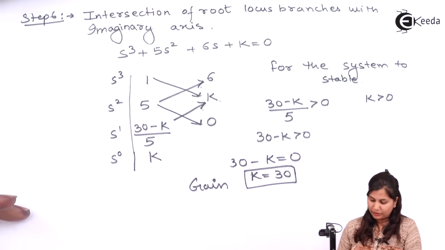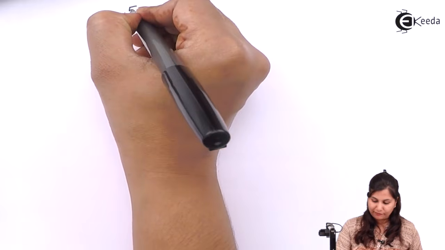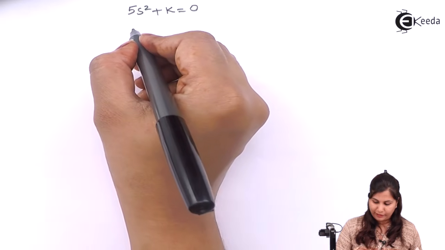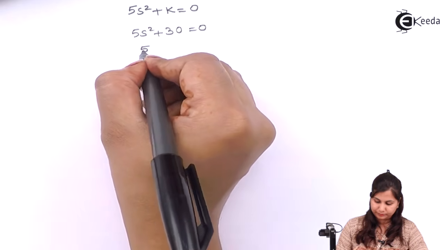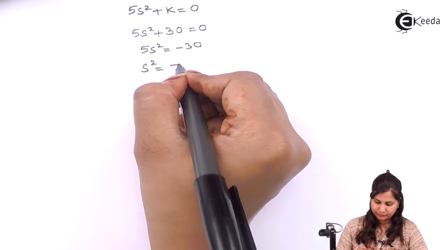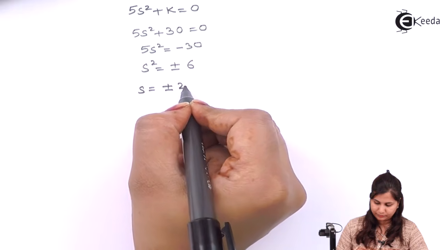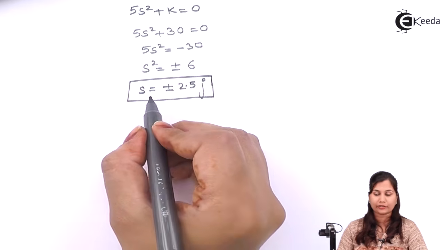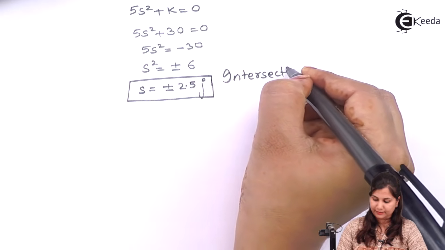Write the subsidiary equation. Use the row just above this and equate it to 0. So 5s square plus k equals 0. So it will be 5s square plus 30 equals 0. So this is the intersection point, or intersection with the imaginary axis.